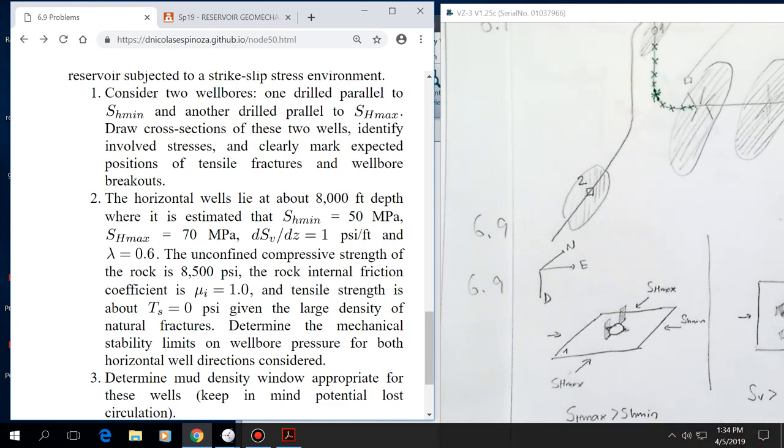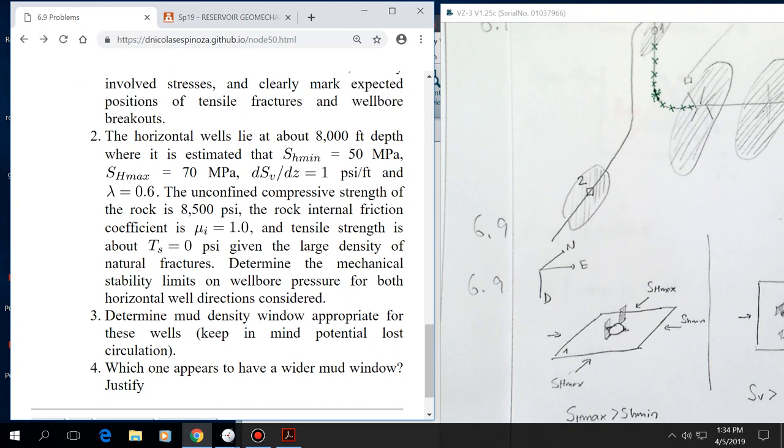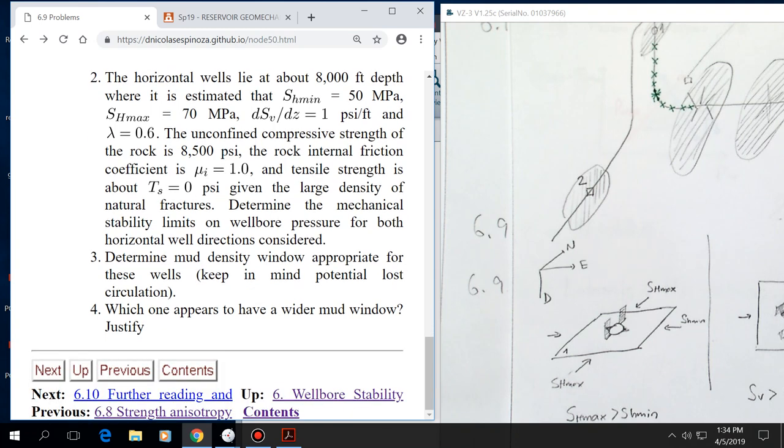And I'm asking you there to identify where you will have the expected position of tensile fractures and wellbore breakouts. I don't mean that all the time you're going to have a breakout or a tensile fracture, but if a tensile fracture or a breakout would happen, that would be the place where it would happen. And then I'm giving you some data about depth, horizontal stresses, vertical stress gradient, and you need to compute the mechanical stability limits for that wellbore.